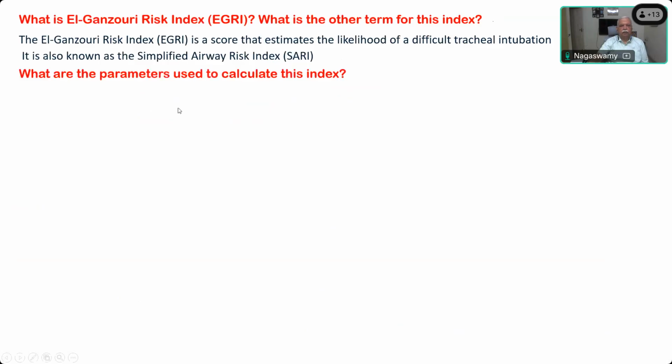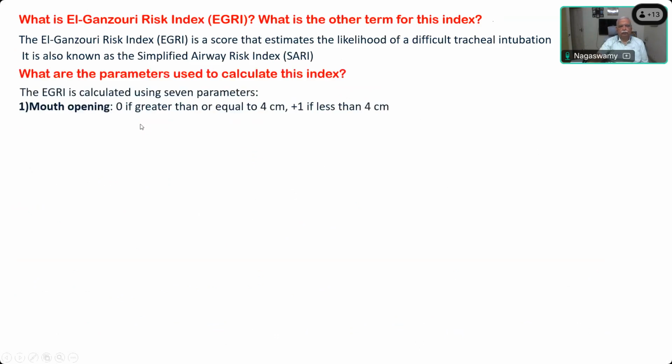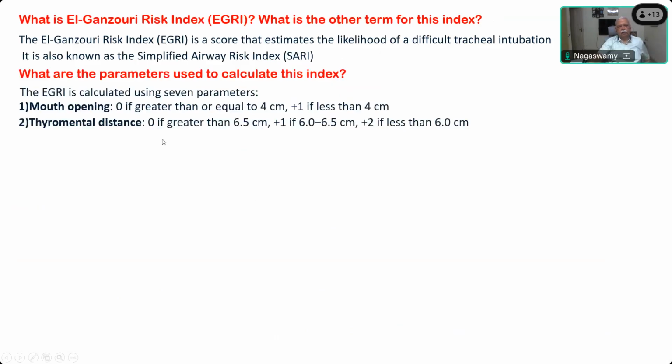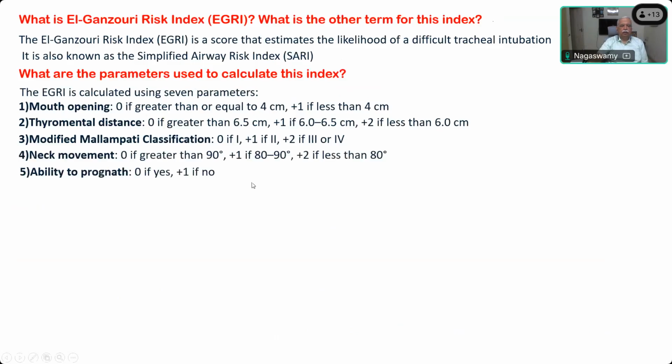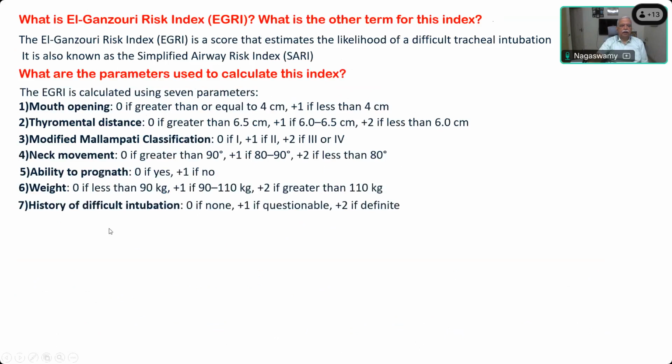Okay, what are the parameters used to calculate this? It's very, very simple. Seven parameters are taken into consideration. Mouth opening: 0 if greater than or equal to 4, plus 1 if less than 4 centimeters. Thyromental distance: 0 if greater than 6.5, plus 1 if less than 6 centimeters. Then modified Mallampati, neck movement, ability to prognath, weight, and history of difficult intubation. These are the seven things that are taken into consideration to make this score.